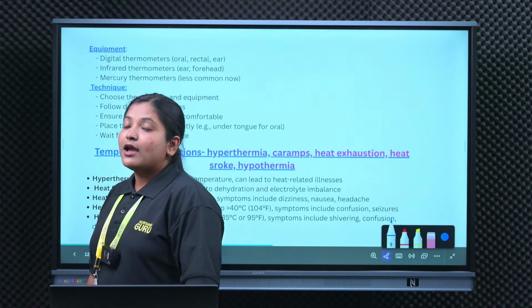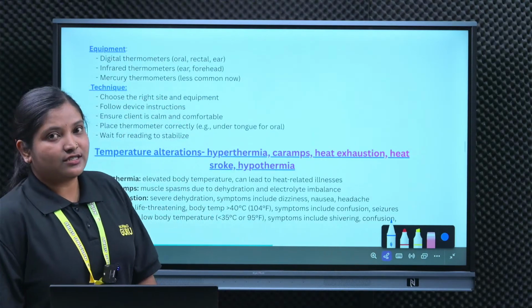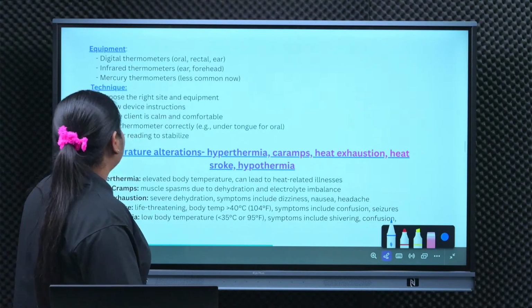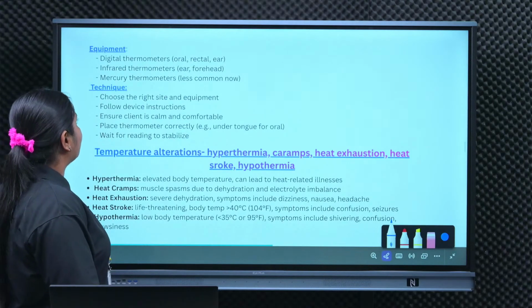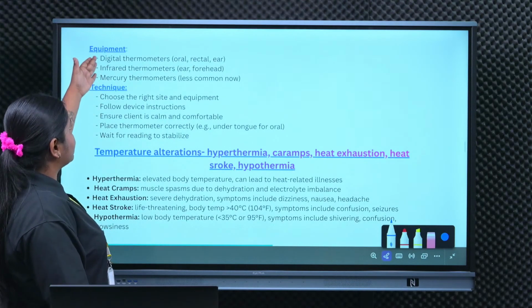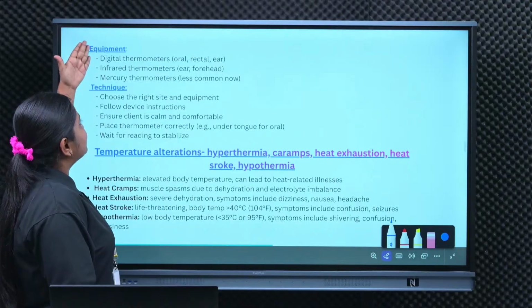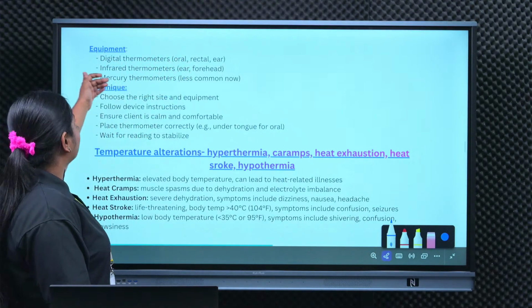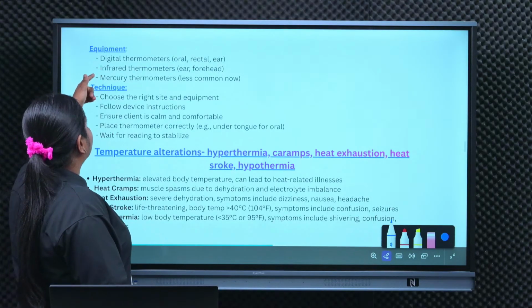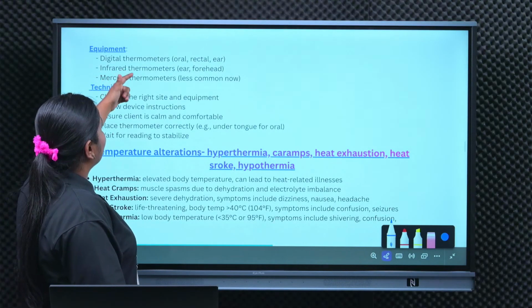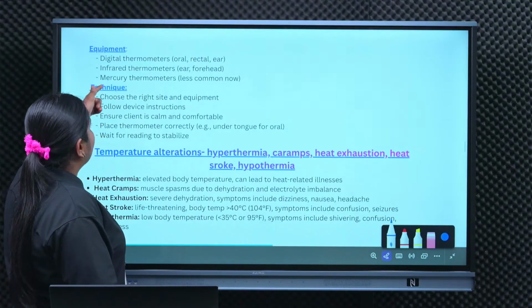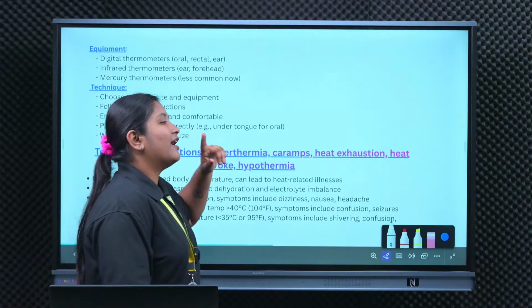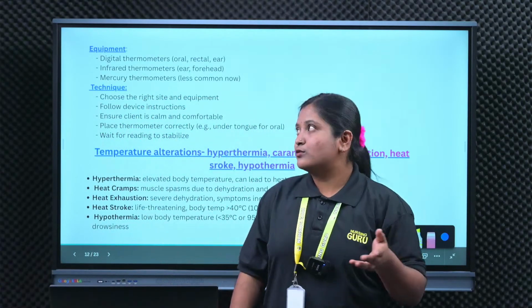This is going to be measured in degrees Celsius, as well as in Fahrenheit. The next topic is equipment to measure body temperature. We are going to use equipment like digital thermometers, including oral, rectal and ear thermometers, and the next one is infrared thermometers. Then we have mercury thermometers, less common now, but nowadays we are also using those kinds of things.